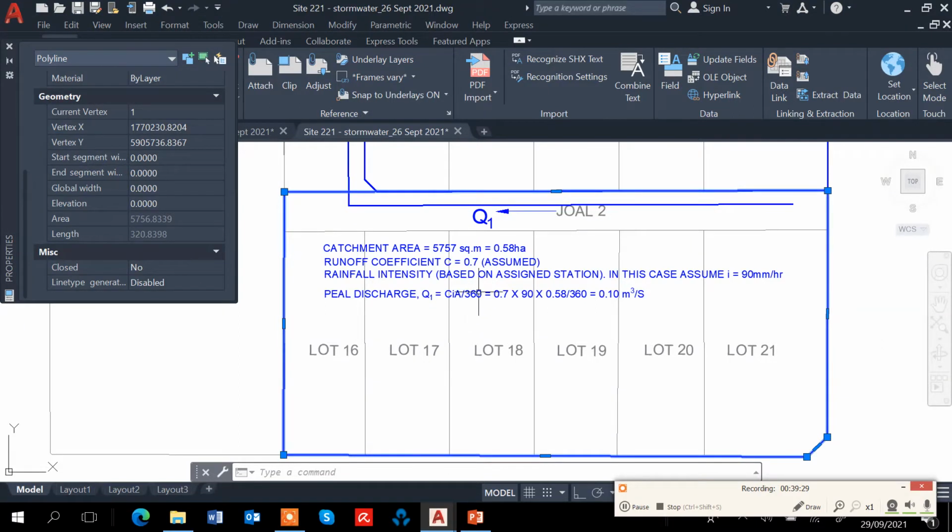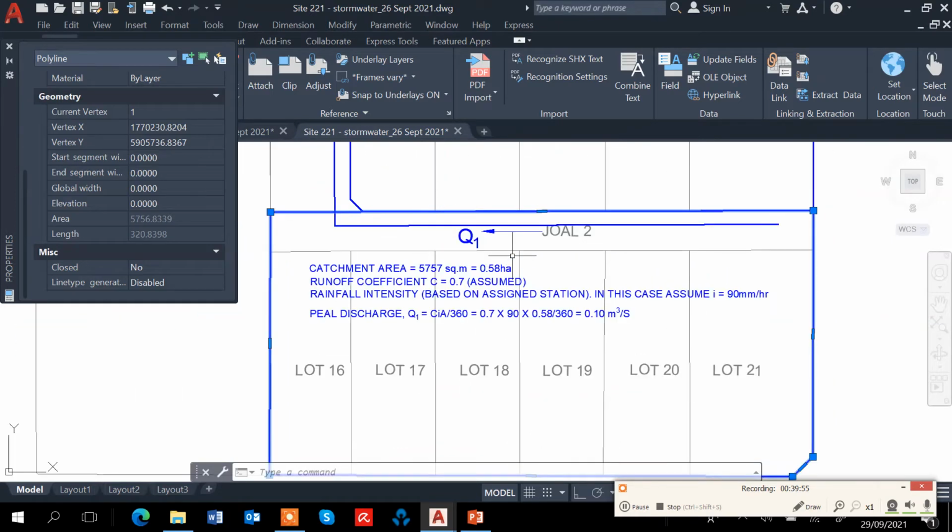So probably I assume 90. Some areas you probably get about 40, 50, some areas probably 100 millimeters per hour. Okay, so the peak discharge, Q for this one, Q1, is CIA divided by 360. So we get 0.1 meter cube per second.